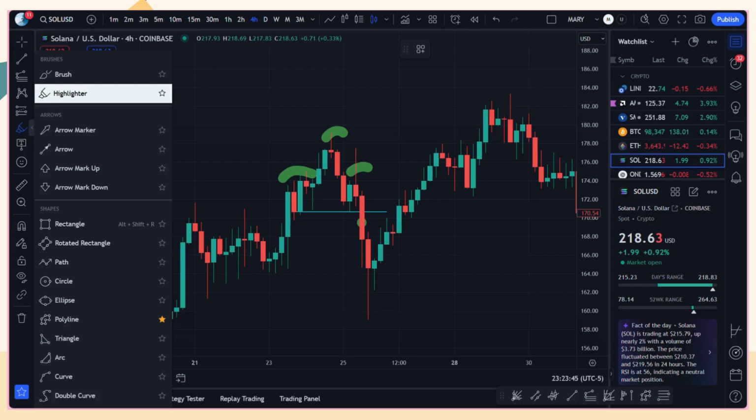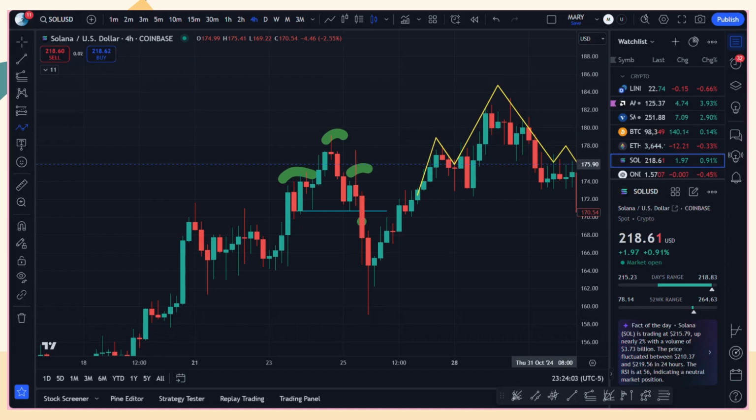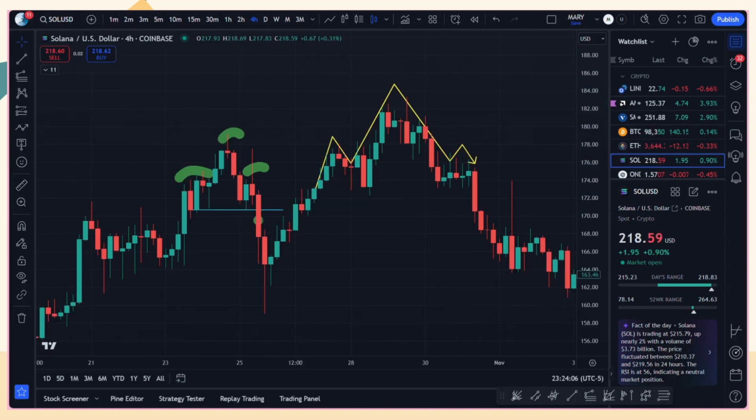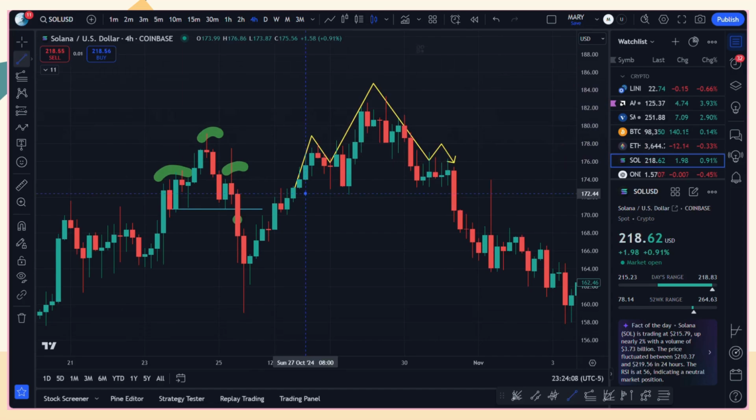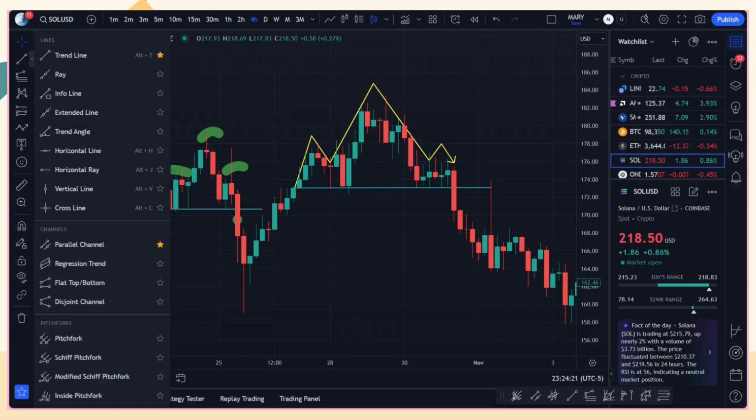And then on the right side, we still have the wider head and shoulder. Let me just check this. We have the first shoulder, your neck, your head, your neck, your second shoulder, and your neckline. Let's narrow this down. And as you can see, this just literally confirmed the downside.